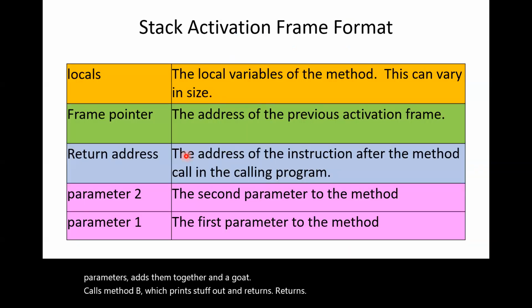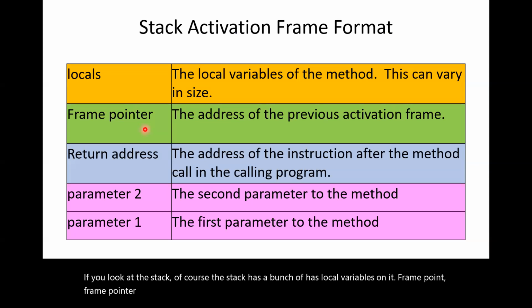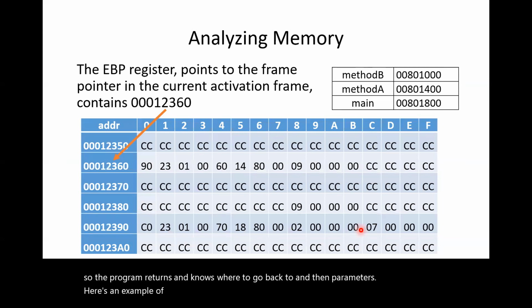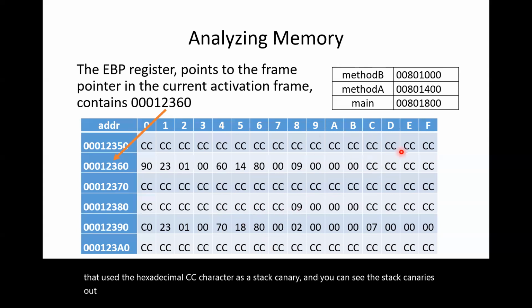If you look at the stack, it has local variables on it. The frame pointer points to the previous frame, or information about it. And there's a return address, so when the program returns, it knows where to go back to. And then parameters. Here's an example of a memory dump. This is all in hexadecimal. This is in a Microsoft system that used the hexadecimal CC character as a stack canary, and you can see the stack canaries between stack entries.